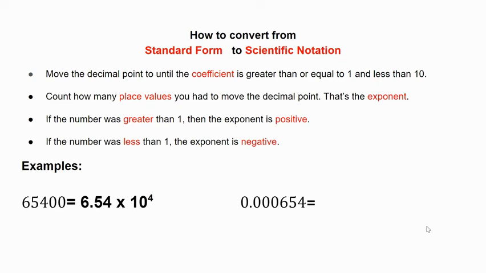This is the other case where this is a small number, less than 1. So I'm going to move the decimal point over 4 places to between the 6 and 5 again. And this answer would be 6.54 times 10 to the minus 4.